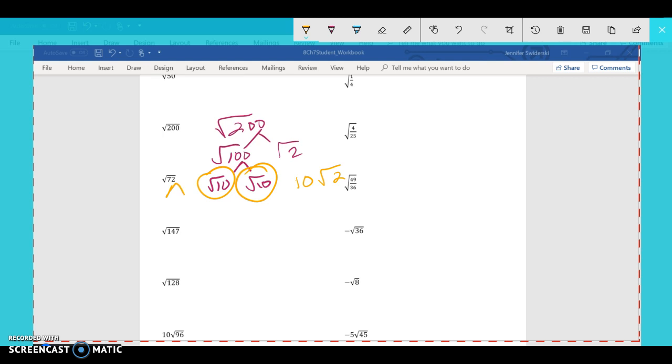Well, 72 could be, let's see, 9 times 8. Square root 9 times the square root of 8. 9 becomes 3 because we have 3 and 3 buddy pairs, so that's going to be 3 on the outside. 8 can become 4 and 2. 2 and 2. Oh, hey, there's a buddy pair. So this is 2, right? So that's going to now become a 2 on the outside. 3 times 2 is 6. And I still have that leftover square root of 2 that did not have a buddy pair.